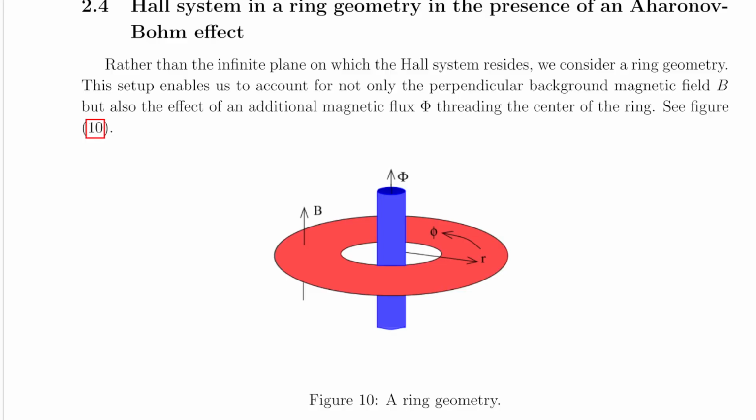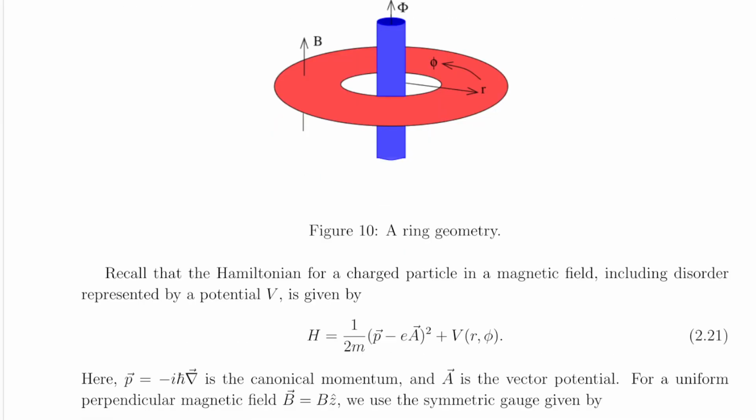Let's now turn to a new setup, the Hall system in a ring geometry in the presence of an Aharonov-Bohm effect. Instead of an infinite plane, we imagine the Hall system placed on a ring. This allows us to include not only the background magnetic field, but also a magnetic flux threading the center of the ring. The Hamiltonian for a charged particle in this setup contains two parts, the kinetic energy modified by the magnetic field, and a potential that can represent disorder.